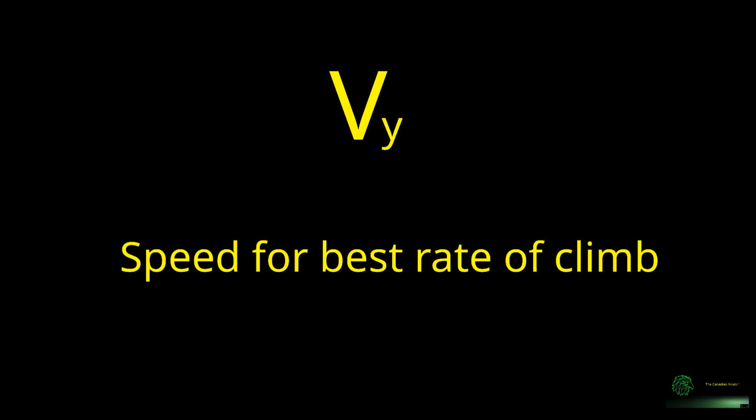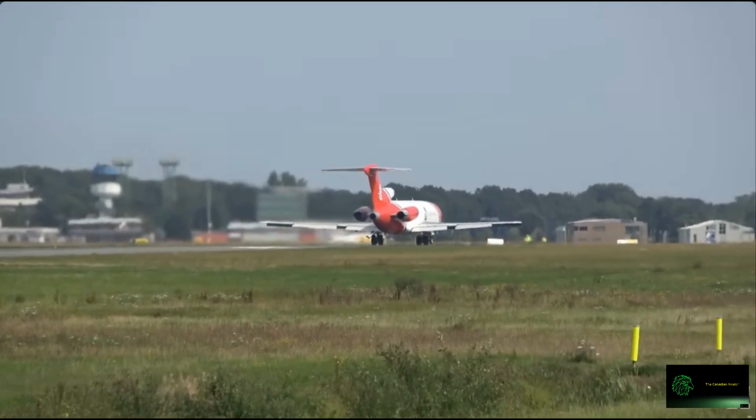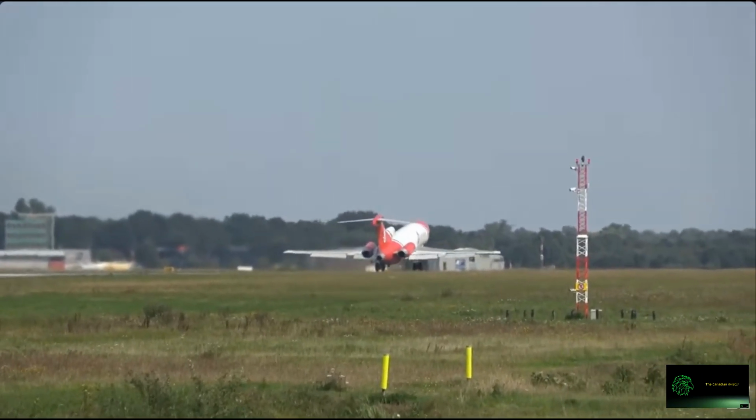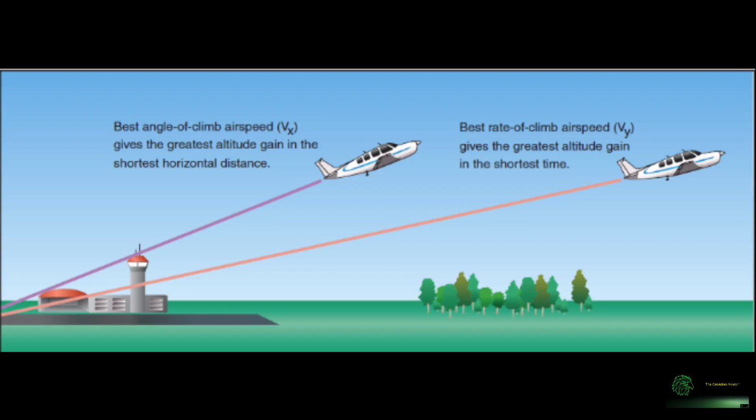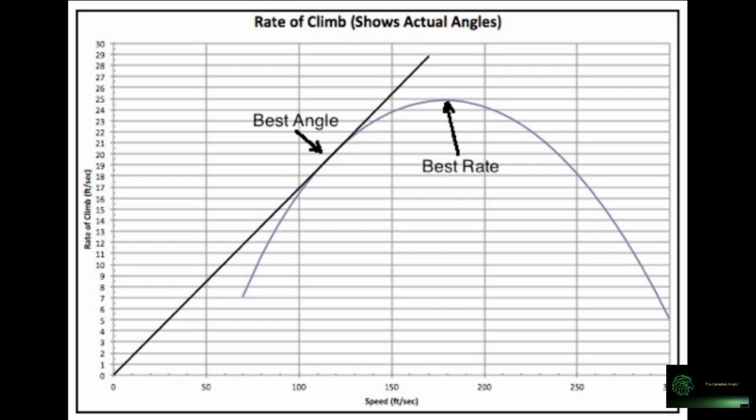And finally, the last one, VY, speed for best rate of climb. It's the airspeed at which an aircraft gains the most altitude in the shortest time. It provides the maximum climb efficiency, helping the aircraft reach cruising altitude quickly. VY is typically higher than VX and depends on weight, configuration, and atmospheric conditions. Like VX, it is not marked on the airspeed indicator. Pilots use performance charts or the aircraft's operating handbook to determine the correct VY for a given takeoff or climb.